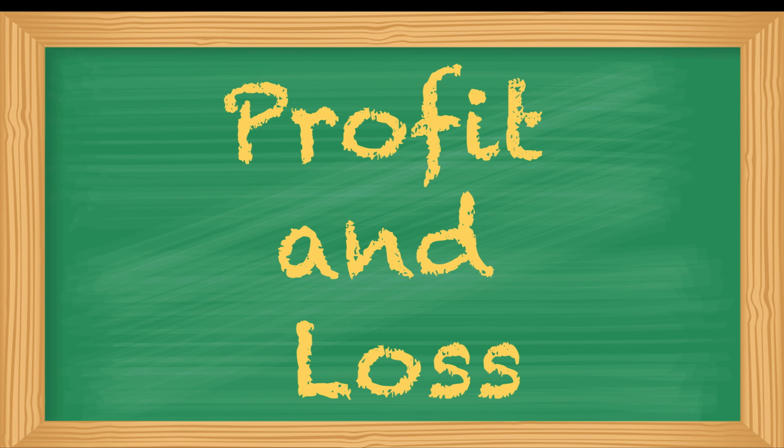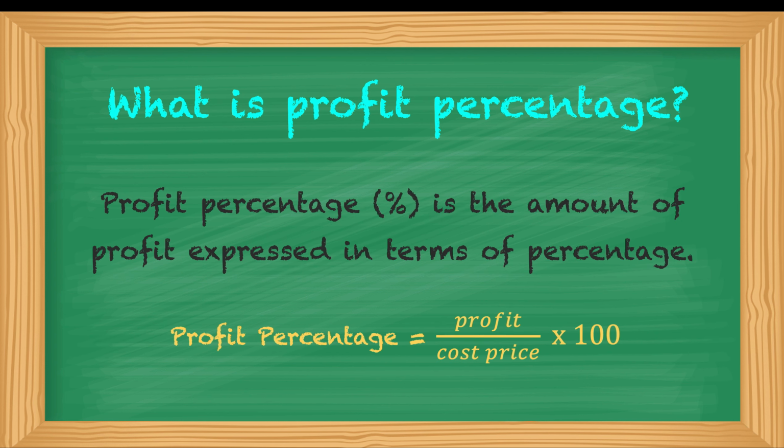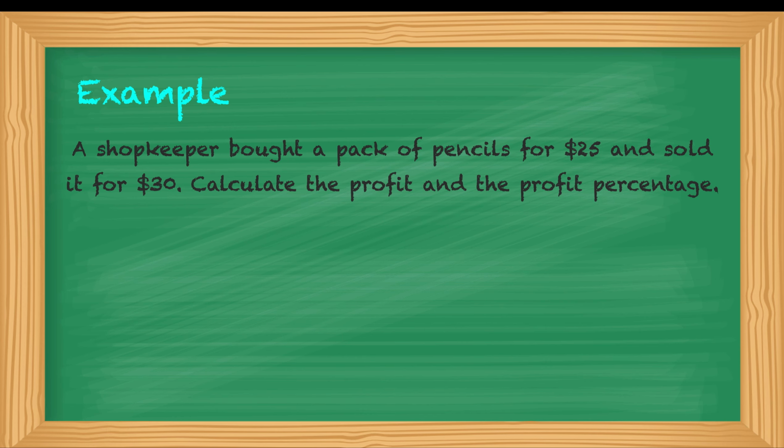Now for today's video, we'll be looking at profit and loss. Now what is profit? This is considered as the gain amount for any business activity, and we can calculate the profit or gain by selling price minus cost price. We can also calculate the profit percentage, and this is the amount of profit expressed in terms of percentage. And we can find this by calculating profit over cost price, and we will multiply all of this by 100, which would represent percent. Now, let's look at some examples.